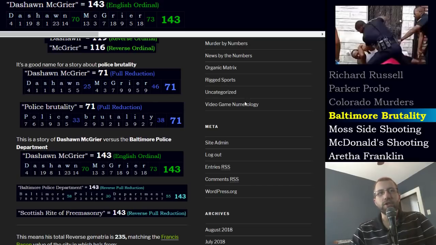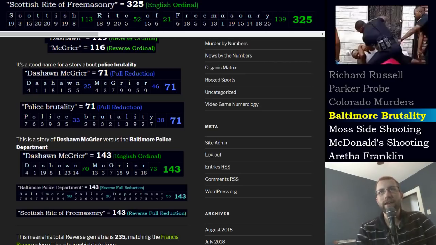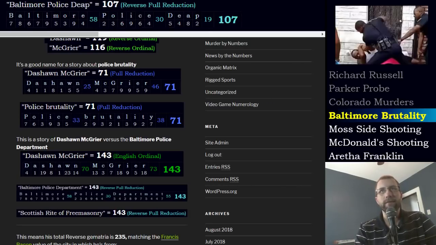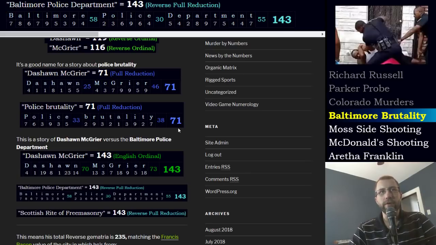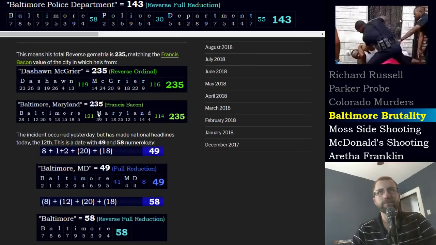Notice how the name Deshaun McGreer equals 143 English ordinal. Well, this is a number I do commonly talk about. It's the Scottish Rite of Freemasonry that controls the police departments in this nation. It controls the mainstream narrative that talks about all these stories. Baltimore Police Department also sums to 143, just like the name gematria of the guy that they beat up in this story. It just never fails.